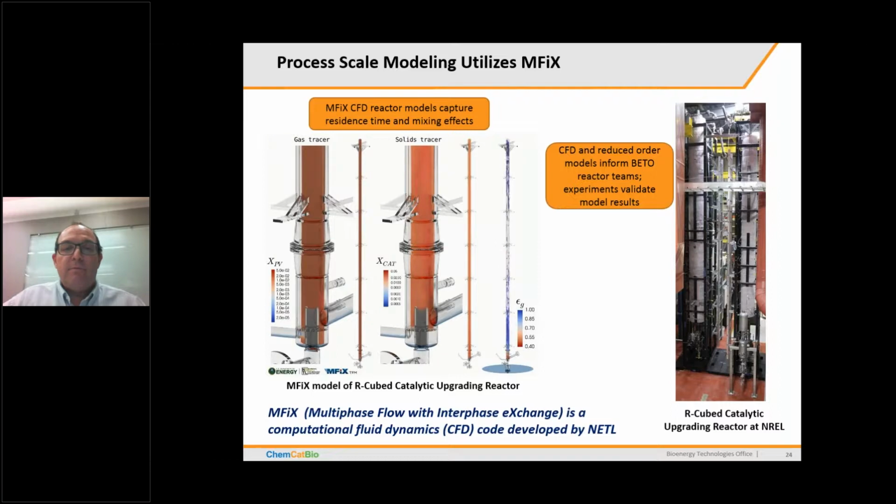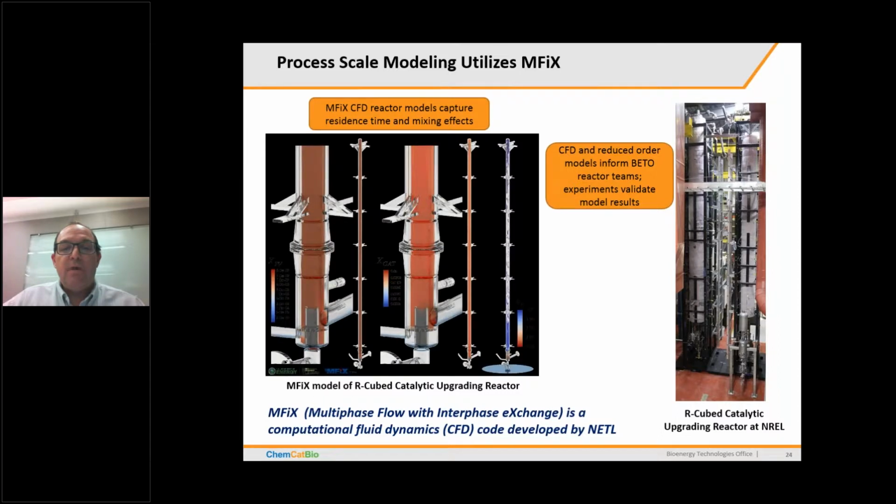And by the way, this type of model is done with MFIX, the multi-phase flow with interphase exchange, which is a CFD type code that was developed by NREL as part of our program. And so this is an open source code, and so whatever tools we develop and models we develop are directly portable to anybody.